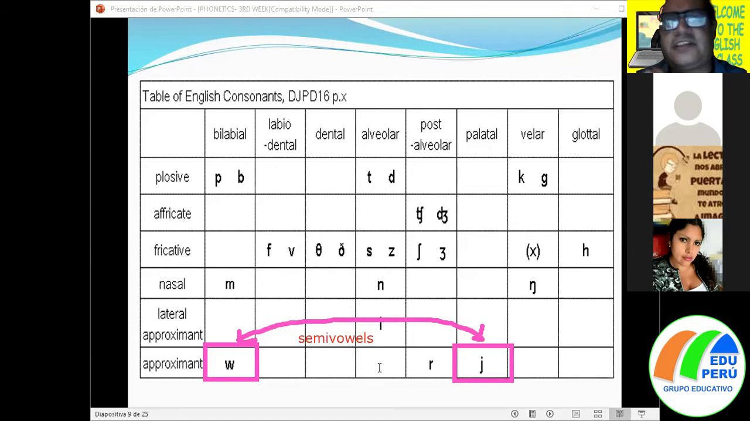In the case of the semi-vowels, w and y, the interruption is less. There is a very, very little interruption. That's why we call them semi-vowels. The consonant w is similar to the vowel u, and the consonant y is similar to the vowel i. For example, when you say the word university, it seems to be like an E, no? But it's not a vowel, it's a consonant, university.